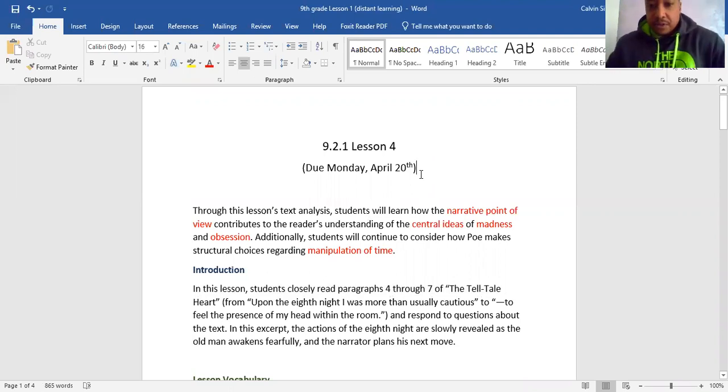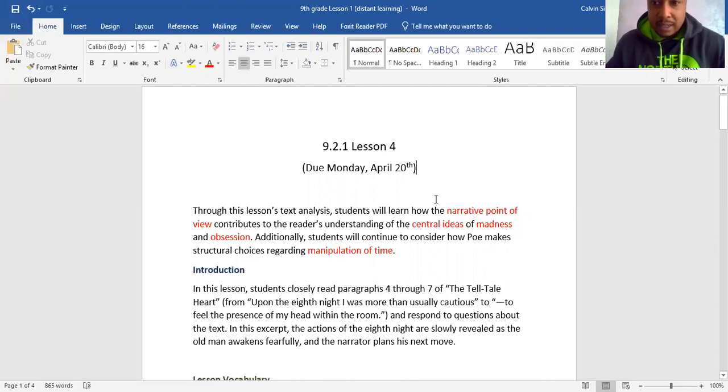So this is our first actual assignment that carries on from where we left off with our text. All right. As you guys remember, we were reading the story A Tell-Tale Heart by Edgar Allan Poe. And so the first assignment would be lesson 4, which is 9.21. Okay. And the due date for this assignment is posted right here at the top of your assignment, next Monday, which is April 20th.